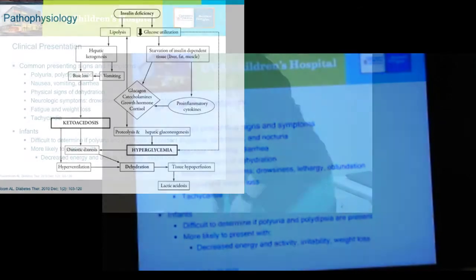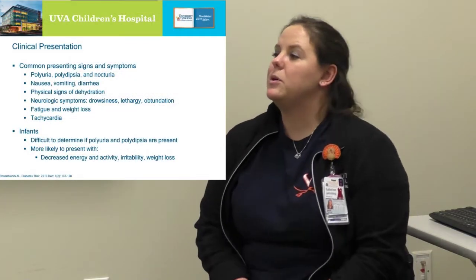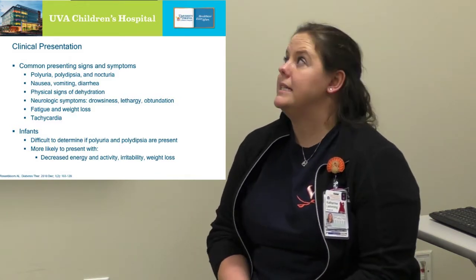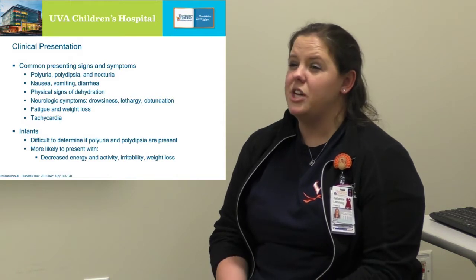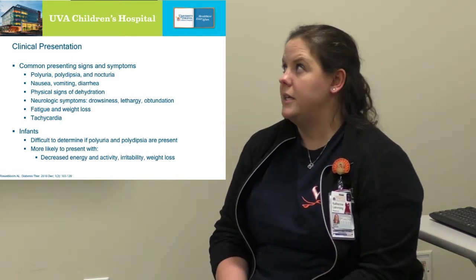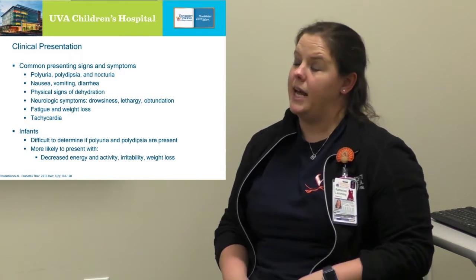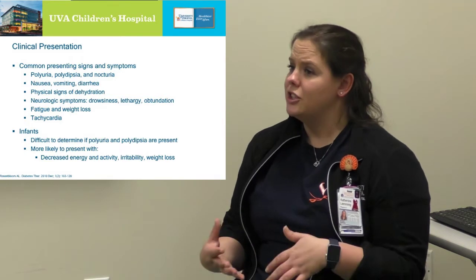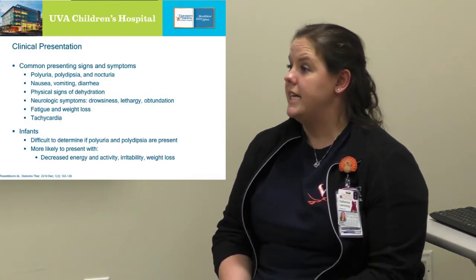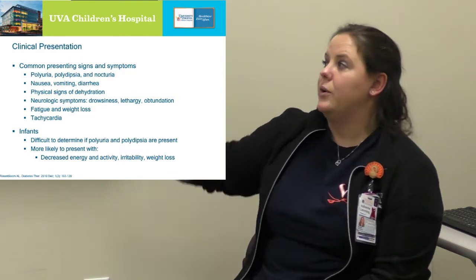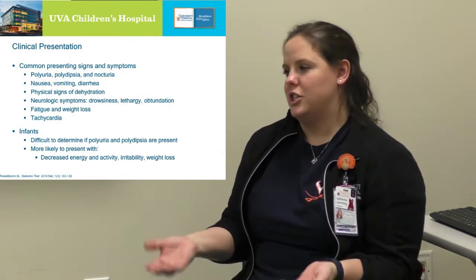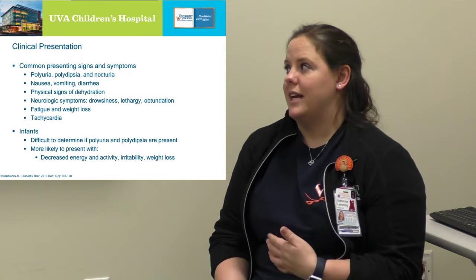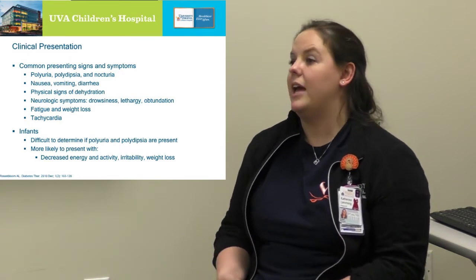So, clinical presentation: how do our patients present with DKA? The most common presenting symptoms are symptoms of diabetes, so polyuria, polydipsia, and nocturia, as well as nausea, vomiting, and diarrhea, are very common in this patient population. You can also have signs and symptoms of dehydration. Neurological changes can occur depending on the degree of DKA the patient has. One thing of note is that in infants, it can actually be difficult to determine if polyuria or polydipsia is present. So these patients are more likely to present with decreased energy or activity and weight loss.